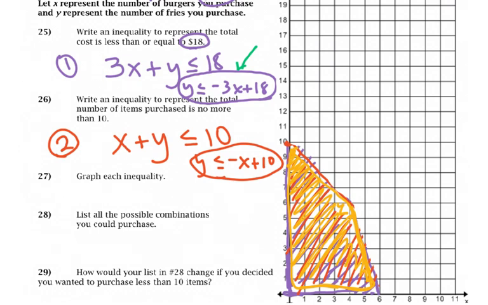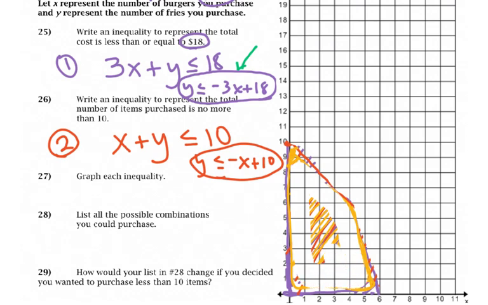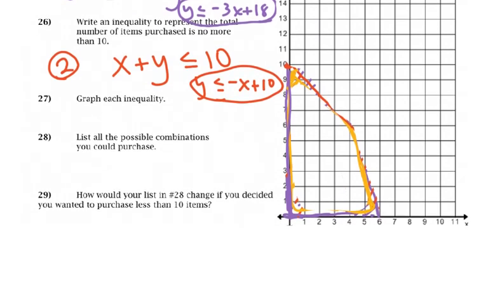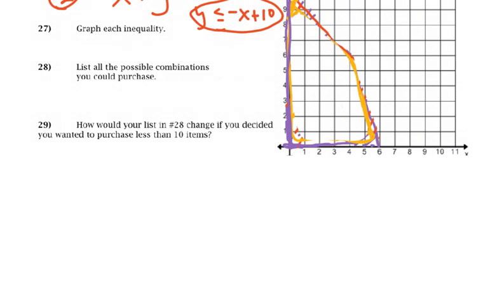Okay, to make this easier to read, I'm going to erase what's in here and just keep the boundaries so that I can talk about it and make marks at the same time. You're not going to do that on yours, but I'm doing this so we can easily see what I'm talking about. On number 28, it says list all possible combinations you could purchase. Since x is my burgers and y is my fries, remember to label your x and y axes. This is the number of burgers I could buy and the number of fries I can buy.